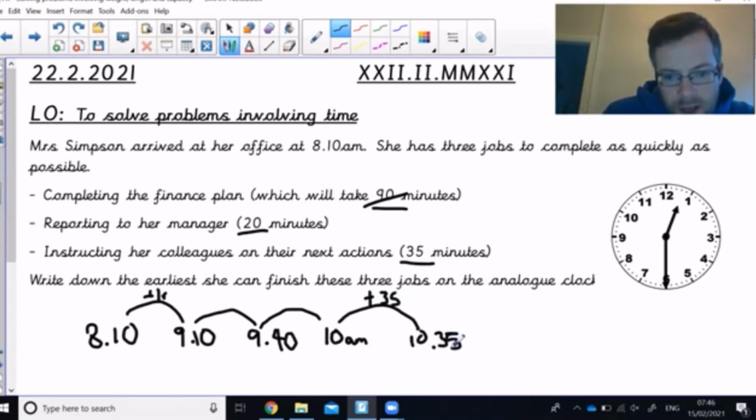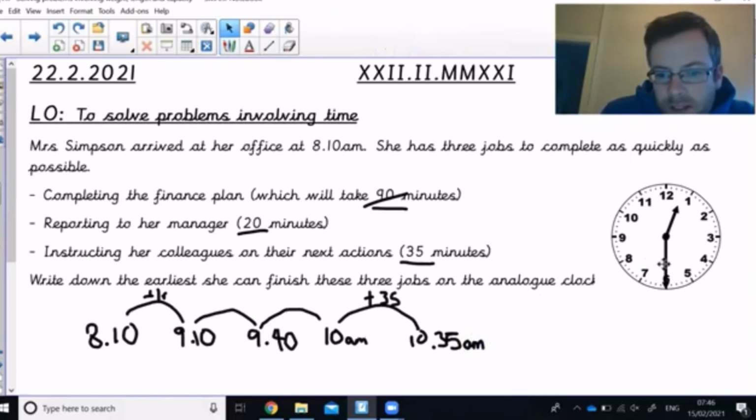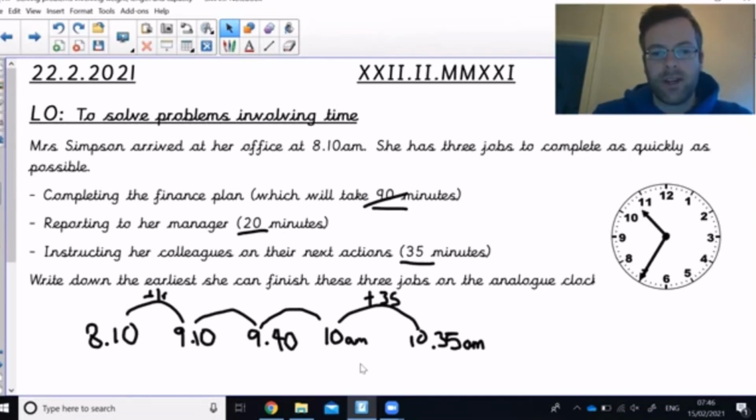So it's going to be 10:35 a.m. But I need to write it on the analog clock, okay? So it's going to be 35 minutes past. So that's the hour, 5, 10, 15, 20, 25, 30, 35. And it's past 10. So I'll bring this round. It's not past 11. It's not past 9. It is past 10. And it's about halfway past 10. And that is my time.